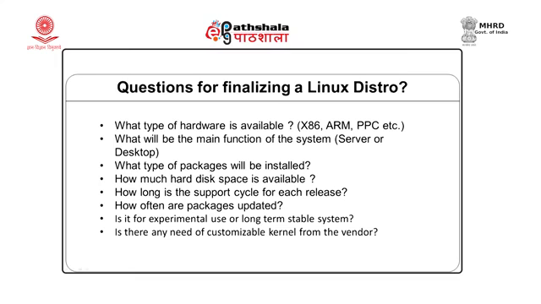Another question that comes to our mind is how much hard disk space do we have? What kind of hardware is there in our system? So, accordingly we can select a distribution. For instance, there are Linux distros like DSL which run on a very small amount of hard disk, whereas server systems like CentOS and Red Hat Linux require at least 10 GB of hard disk space.